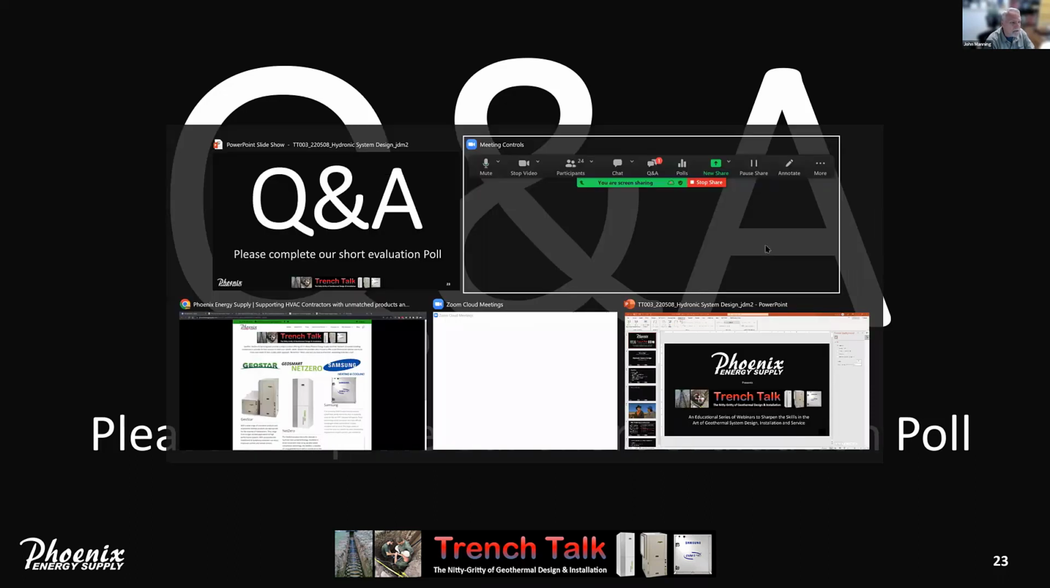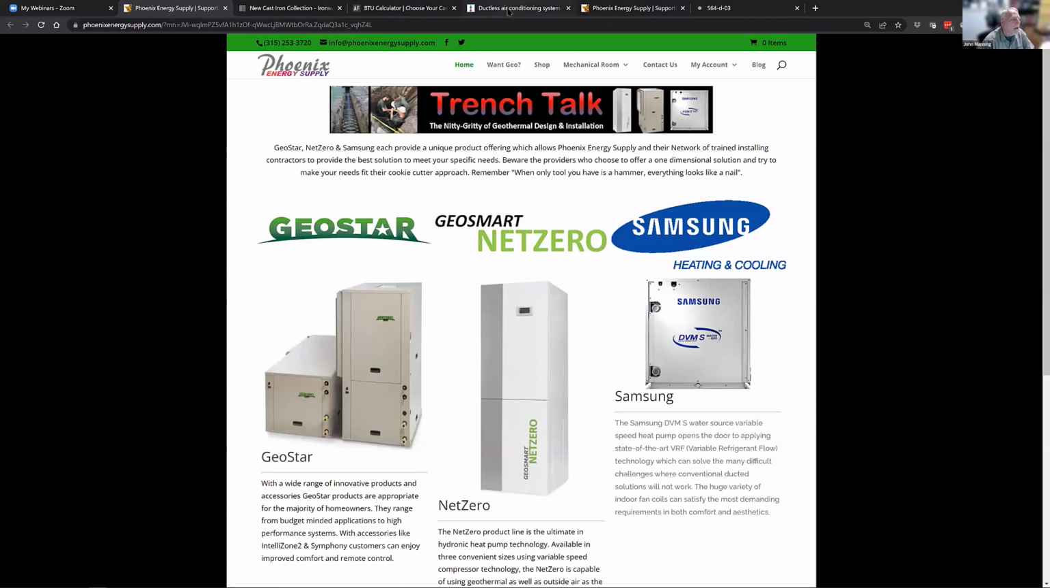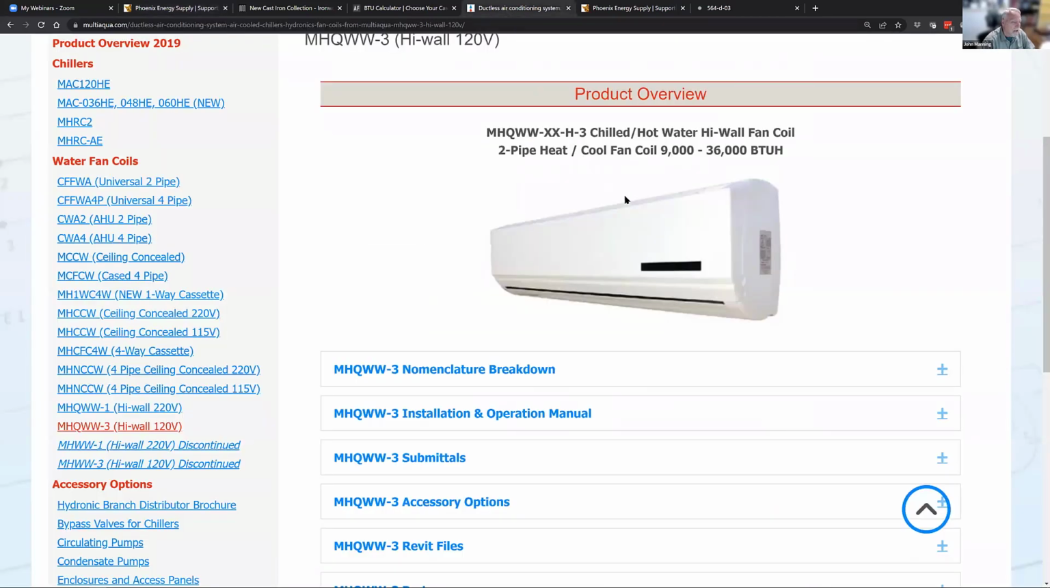One of our favorites, let me scoot over to it. The Multi-Aqua High Wall Ductless Hydronic Fan Coil. They range from 9,000 to 36,000 BTUs. So if you're going to put cooling in, you've got a couple of choices. You've got a high wall ductless. You can go with a ducted fan coil. They make some very nice force convector fan coils that can handle chilled water. So there's a huge variety out there.